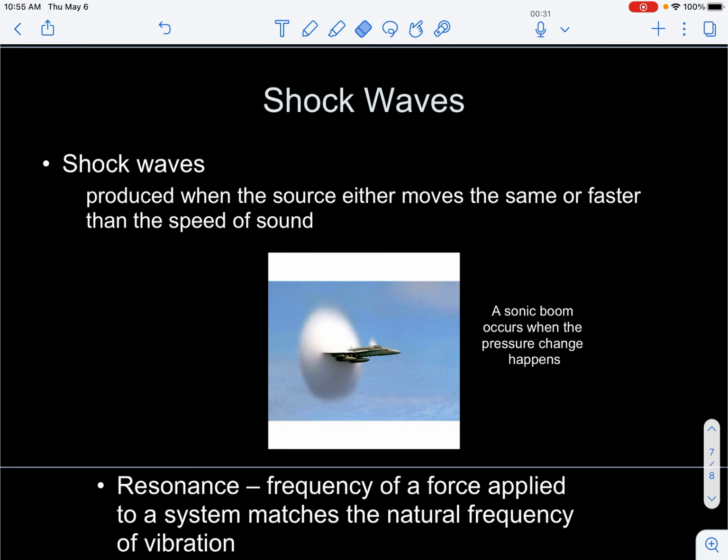The next thing, and this one is super cool, that we're going to be talking about is a shock wave. These are awesome things. You've probably seen them if you've ever gone to see the Blue Angels fly, anything like that. This is what happens when we approach and surpass the speed of sound. Shock waves are produced when the source moves at the same or faster speed than the speed of sound.